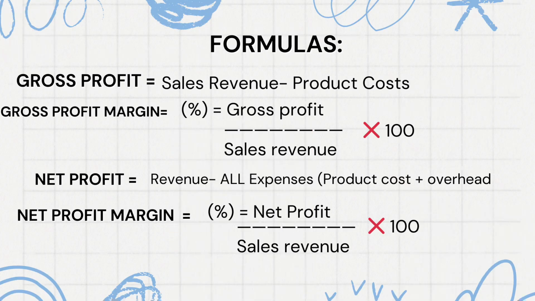Next are the formulas. Gross profit is sales revenue minus product cost. Gross profit margin is gross profit over sales revenue times 100. Net profit is revenue minus all expenses, which is product cost plus overhead. Net profit margin is net profit over sales revenue times 100.